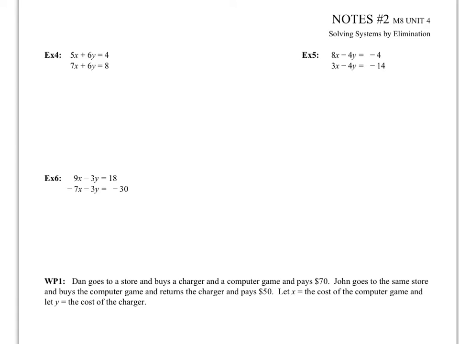Now sometimes people might say that instead of adding here, we could subtract, because 6 minus 6 would be 0, which is a totally fine approach to this problem. You can subtract everything just in the same way we added. You would end up with 5 minus 7, which would be negative 2x, 6y minus 6y, which would be 0, and 4 minus 8, which would be negative 4.